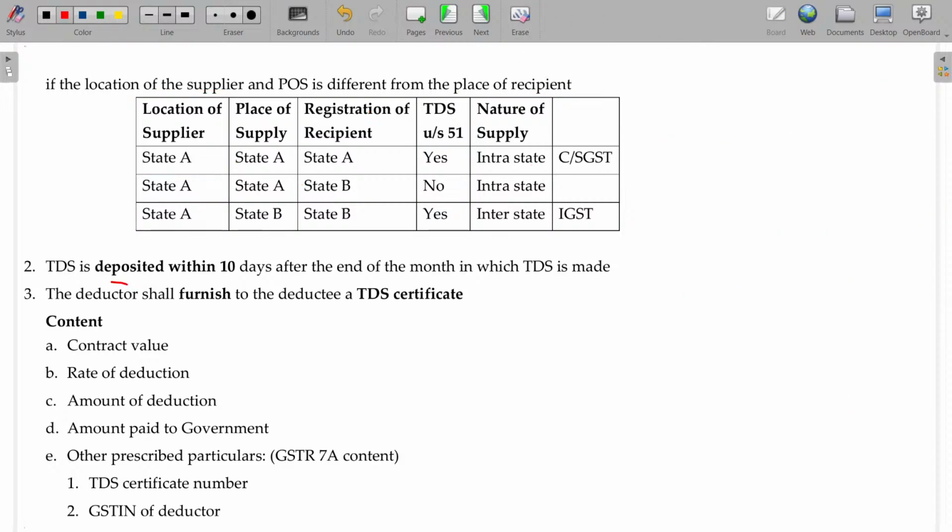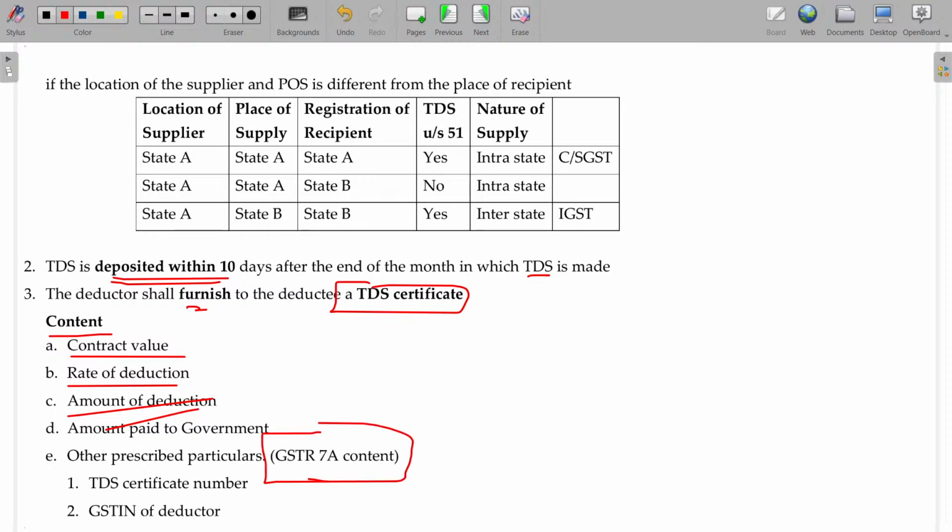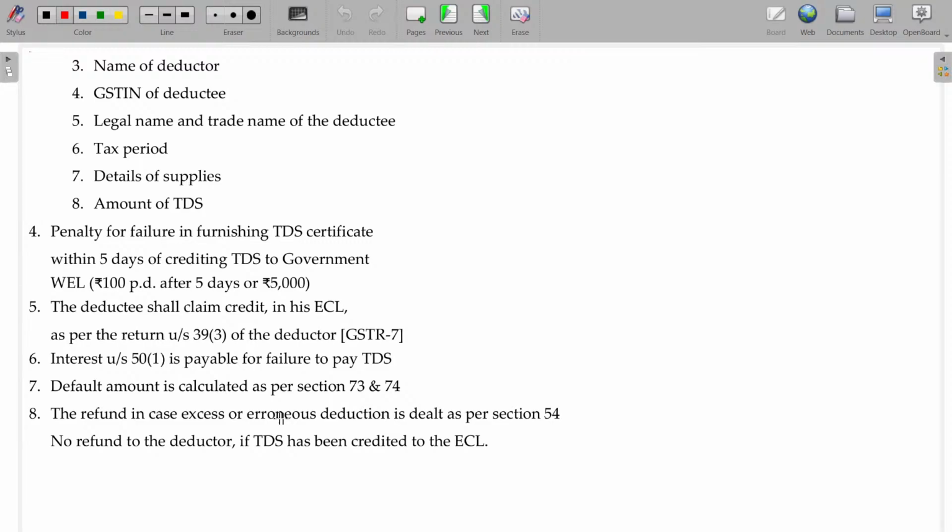Now, this TDS should be deposited within 10 days after the end of the month in which TDS is deducted. If the TDS is deducted, you have to deposit within 10 days and furnish the TDS certificate. Only then can he claim this for payment of tax. The contents being contract value, rate of deduction, amount, everything will be there. It should be filled in the GST form 7A. Okay, all these details.